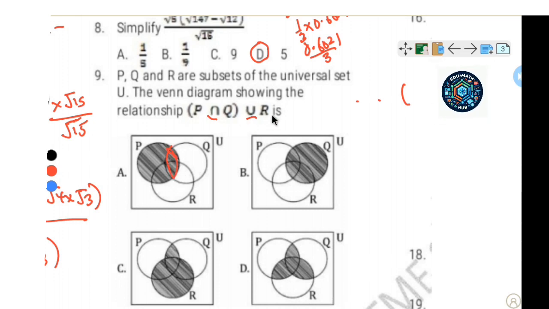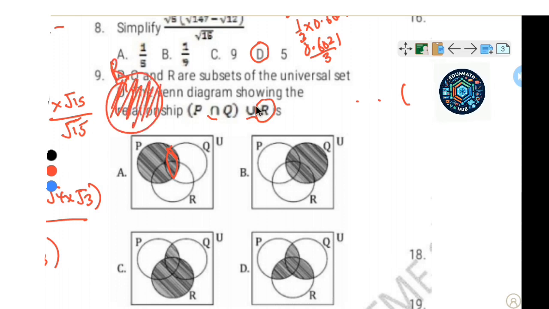Then union R. Now this R that you have here is R as a whole, the set R as a whole. So you're trying to put it together with where P and Q are meeting. So this is like a union. You're trying to blend them together. If you look at these options, you need one of the options that will involve the whole circle of R being shaded. That's what you need, because you have R as a whole, not R complement.